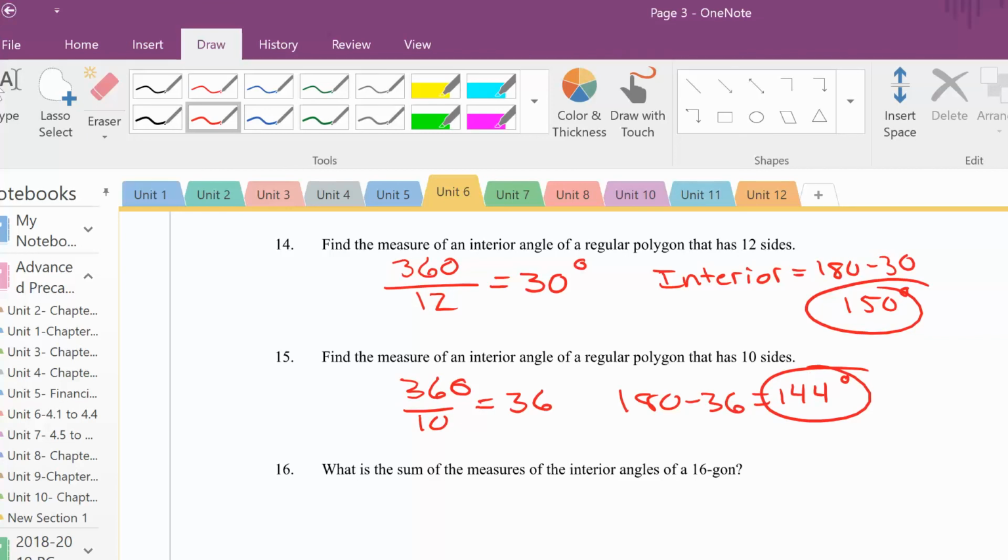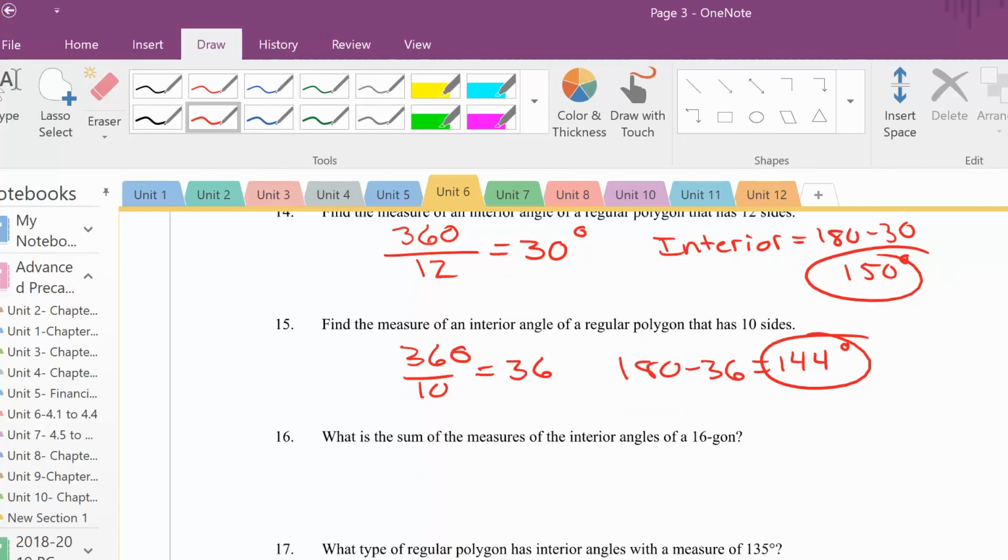What is the sum of the measures of the angles of a 16-gon? So that's 16 minus 2, times 180. So 14 times 180 gives you 2,520 degrees.